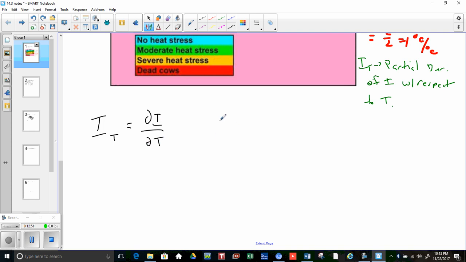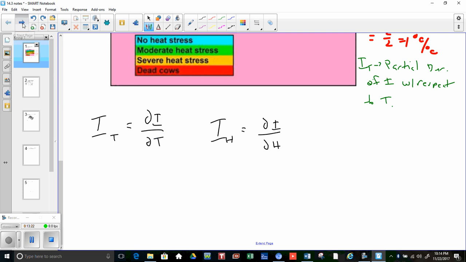Or if I wanted to do the partial derivative of H, of the humidity, then that would be the partial derivative of I with respect to H. Okay, these are Leibniz notation as opposed to prime symbols. So this is what we're going to use quite frequently when we are talking about partial derivatives, one of these 2 notations.